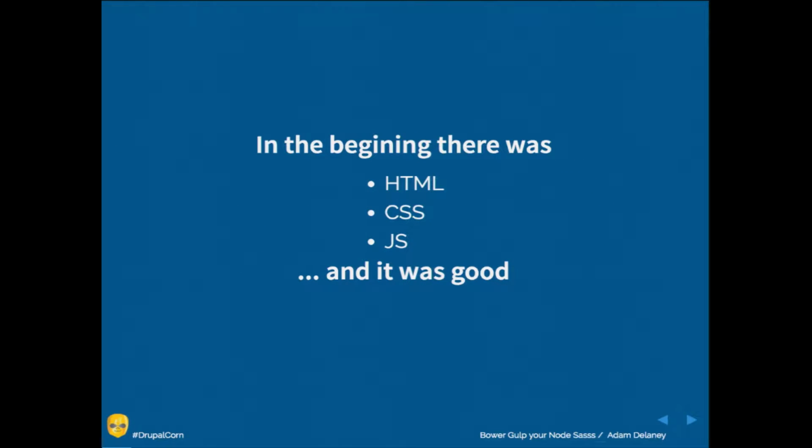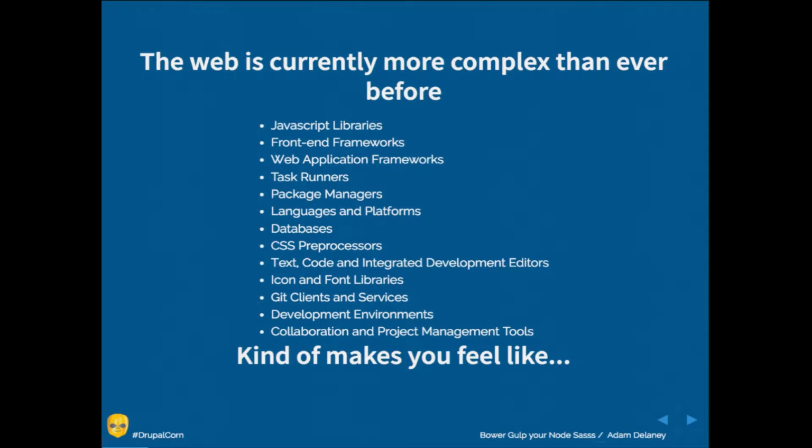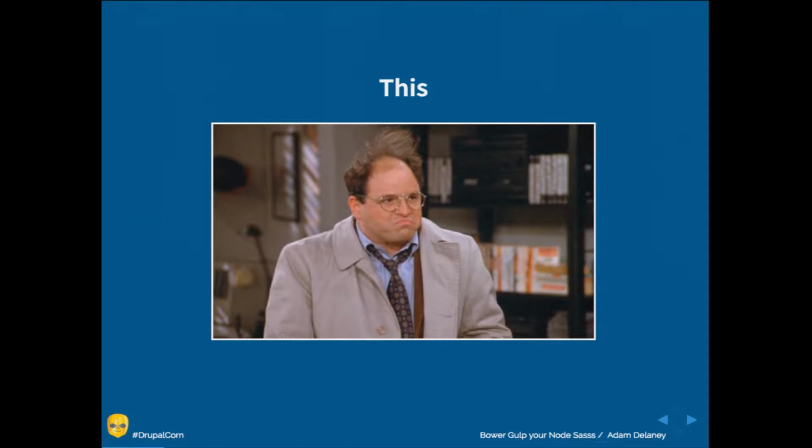In the beginning, we had HTML, we had CSS, we had JavaScript. Didn't seem too bad to work with. Three things to get around in, and that was pretty good. These days, it feels like the web is pretty complex. We have all these things: JavaScript libraries, front-end frameworks, task runners, package managers. You can see the list. It gets crazy, right? And there's new things every day, it seems like. Kind of makes me feel like this. Pulling my hair out, trying to understand what these new tools are.